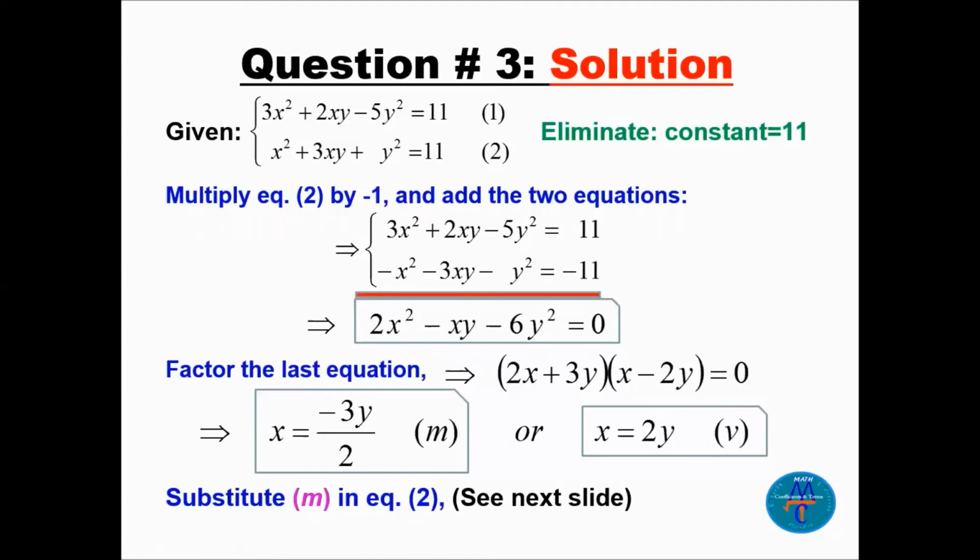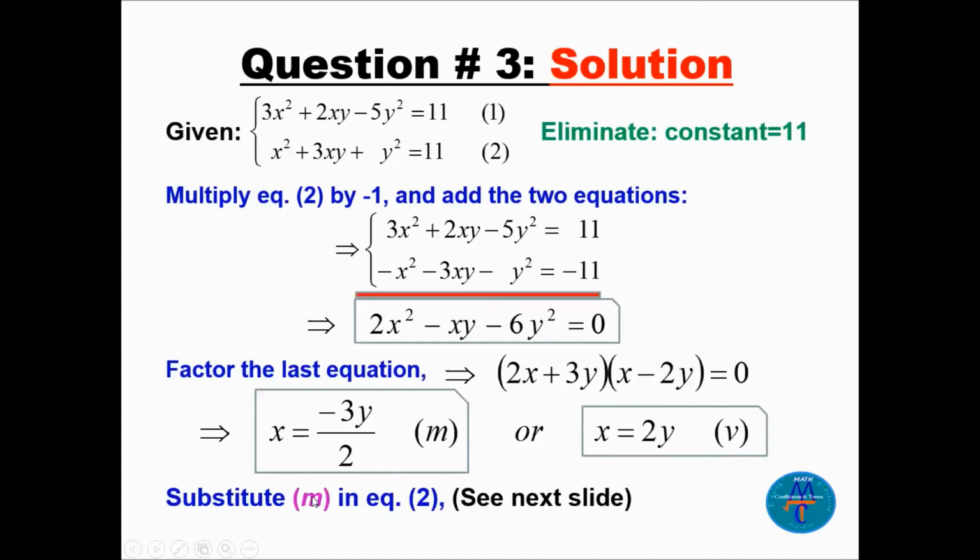In the other system, question number 2, factoring is direct. Here you have to rearrange, you have to multiply by minus, you have to eliminate the constant, then you get an equation where it is equal to 0. So when you factor this, you get 2x plus 3y, just a normal trinomial, multiplied by x minus 2y. So this is equal to 0, you see that one? So x will be minus 3y over 2. I will call this equation M. Second one, x equals 2y. I will call it equation V, just to have a little difference there.